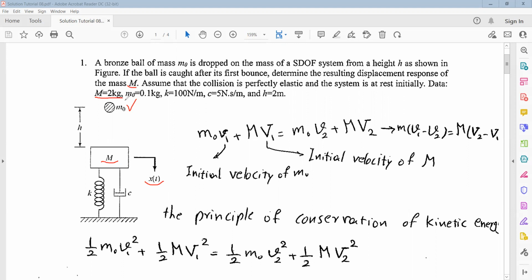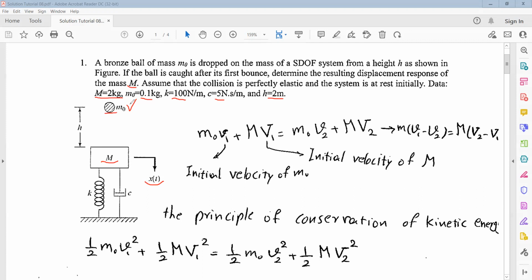The mass of the vibrating system is 2 kg. The mass of the ball is 0.1. The stiffness is 100 Newton per meter. The damping constant is 5, and the height from which this ball is released is 2 meters. We know that we deal with an impact.